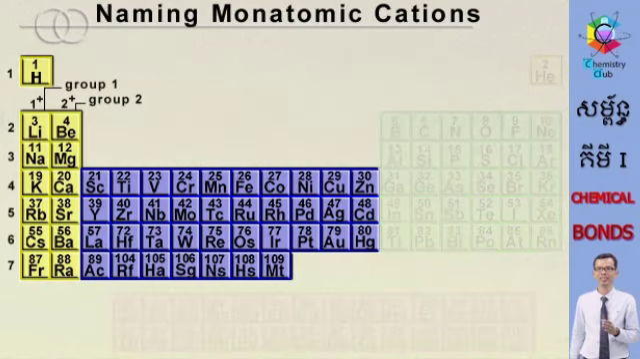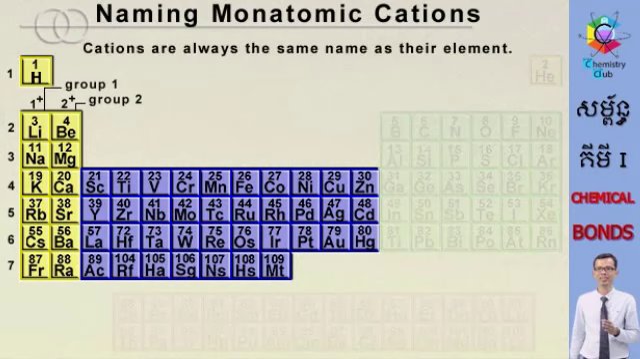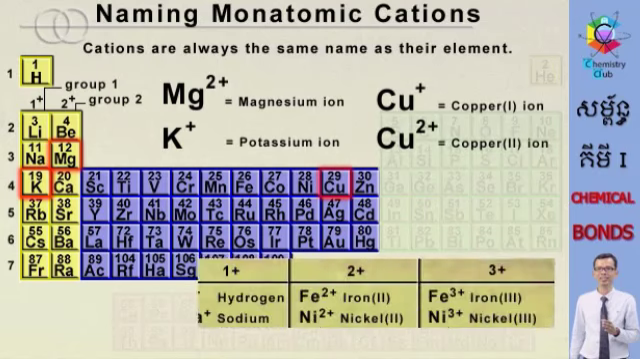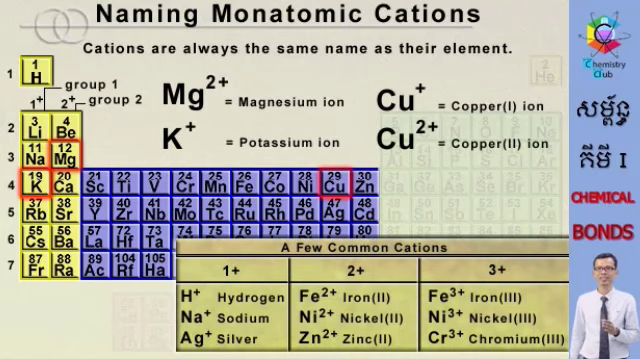Cations follow a consistent naming pattern. They always have the same name as the element. For example, Mg2+ is a magnesium ion, and K+ is a potassium ion. When elements that can have more than one charge are named using the Stock system, the element's name is given first, and then the charge is specified in Roman numerals. For example, Cu+ is written as copper(I), and Cu2+ is written as copper(II). See the chart provided to learn more common ions and their names.